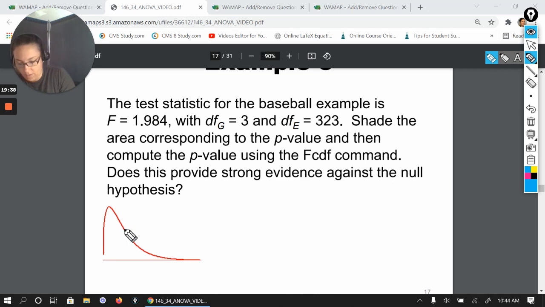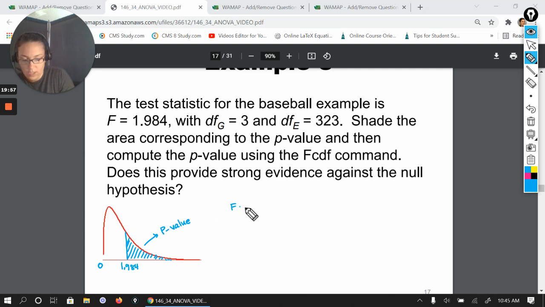So if I mark off, this part is 0 where the graph starts. I'm just going to guess 1.984 is maybe about here. So I would shade in the right tail, and this would be my p-value.